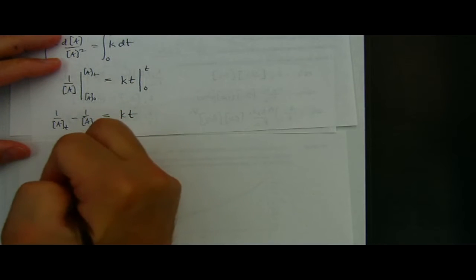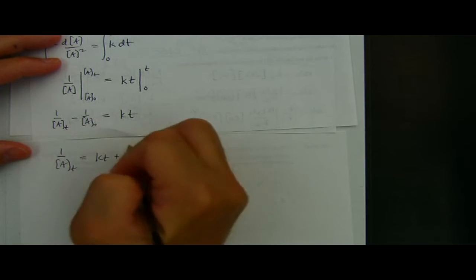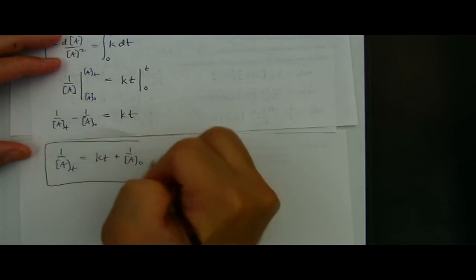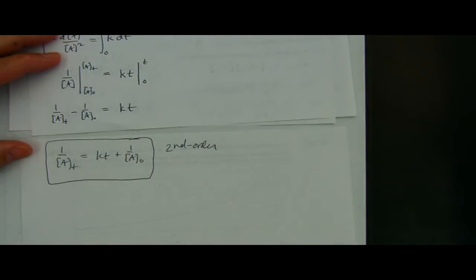And then we will bring the A naught over there, so you get that 1 over A at time t is equal to kt plus 1 over A naught. All right, so there is the integrated rate law for second order reaction.